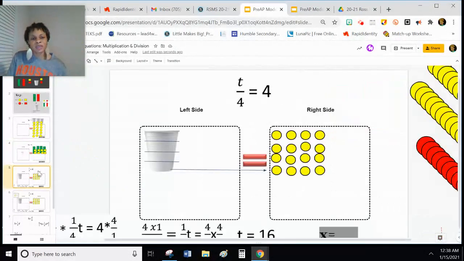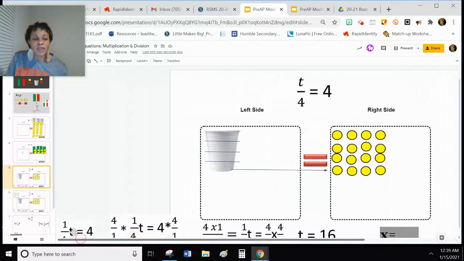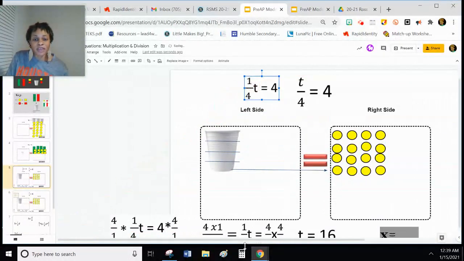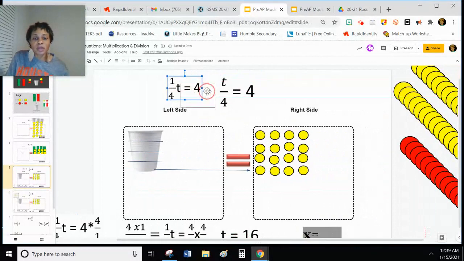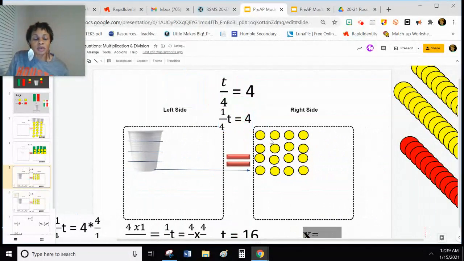So now we want to look at an example of division. Multiplication is pretty easy, kind of straightforward. Division is a little bit more difficult to model. So I'm going to show you this model, and then we're going to talk about how the problem would look numerically. Here this is t divided by 4, which equals 4. We never really use t divided by 4; I always make you bring out that fraction. So this problem is really 1/4 of t, or 1/4 times t equals 4.